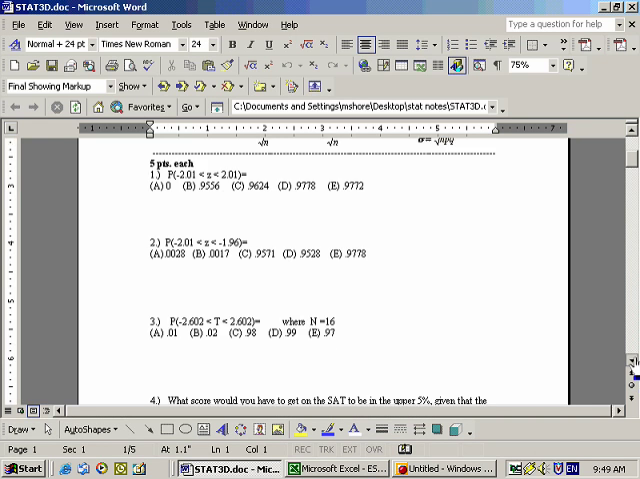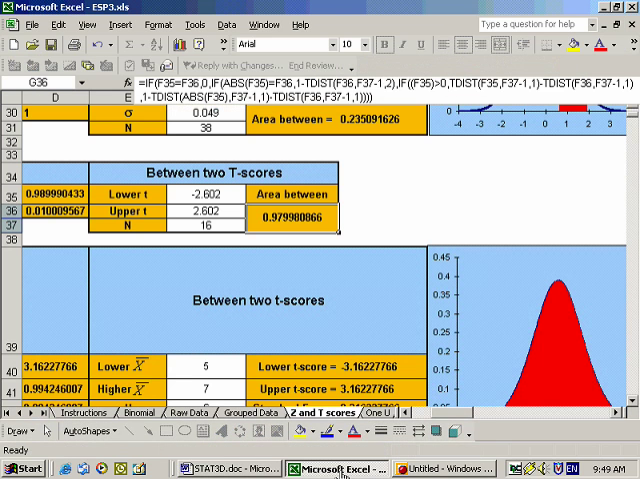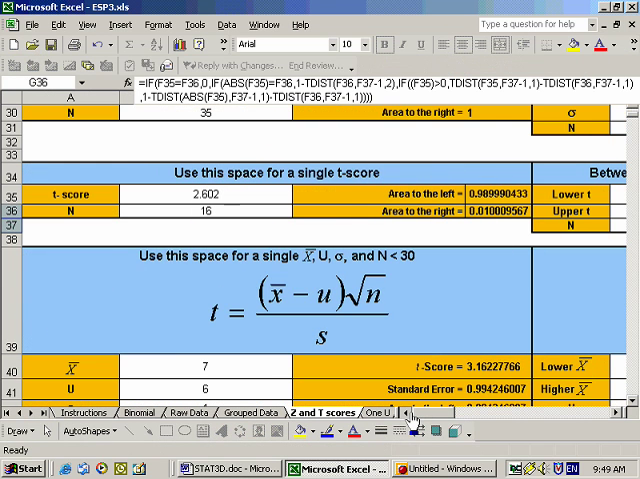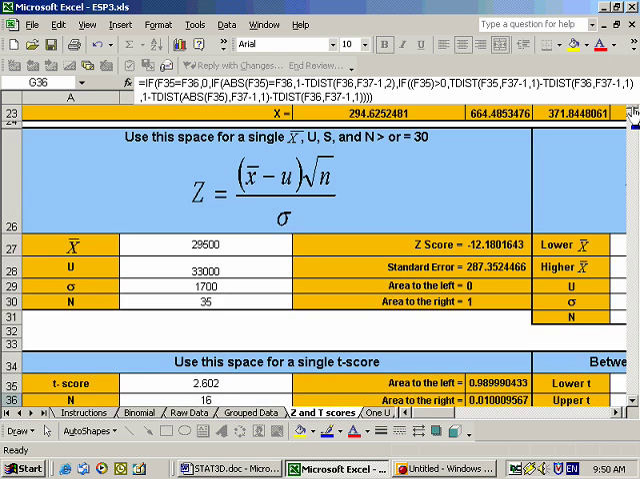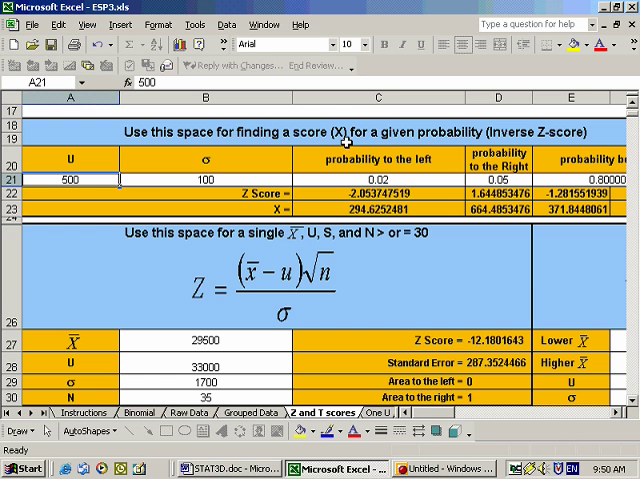On problem 4, it says what score would you need to get on the SAT to be in the upper 5% given the population mean is 500 and a standard deviation of 100? Well, this is a backwards or an inverse z-score problem. You're finding the score given the probability. So to answer this problem, let's move over and move up a little bit on this sheet, and we get a place here where we can find inverse z-scores.